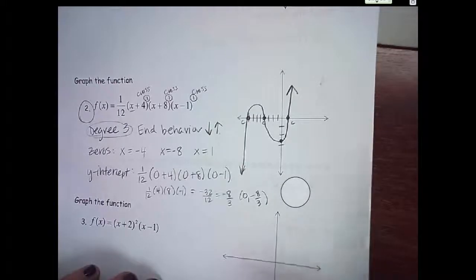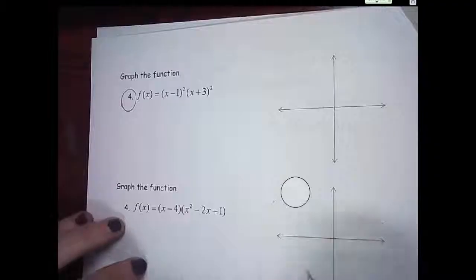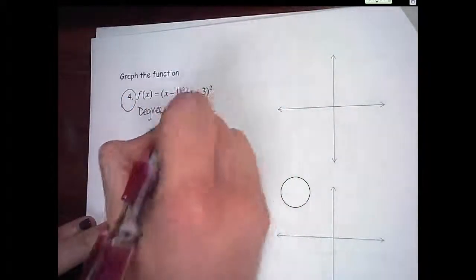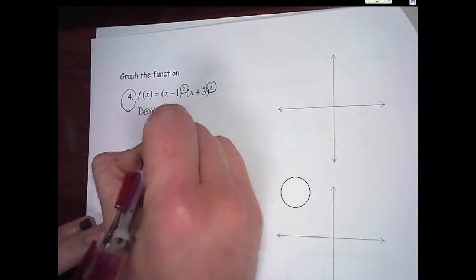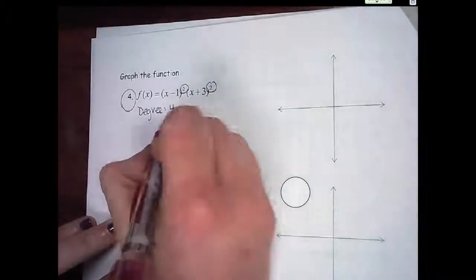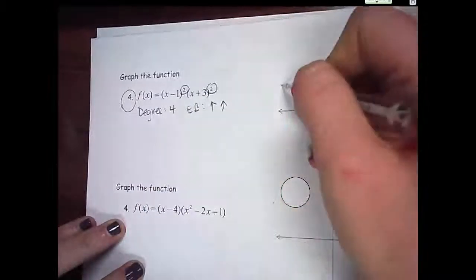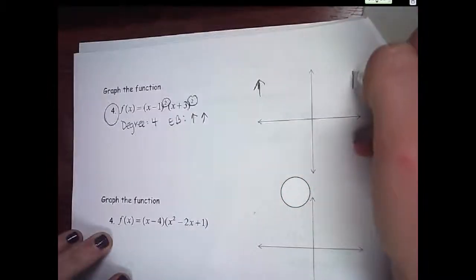And let's do one more like that. Okay, number 4, let's find the degree. So I add the exponents. 2 and 2 would be 4. So because it's even, that means my end behavior is going to be up, up. So I go up, and I go up.